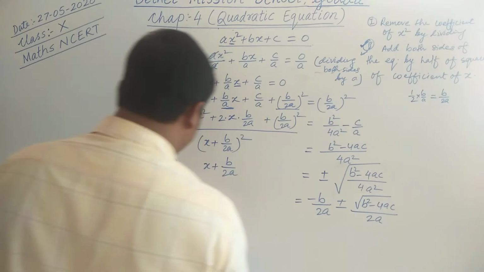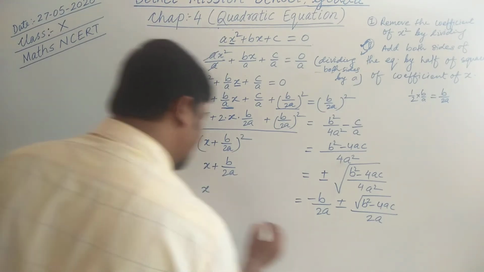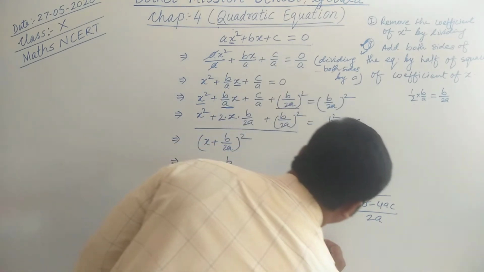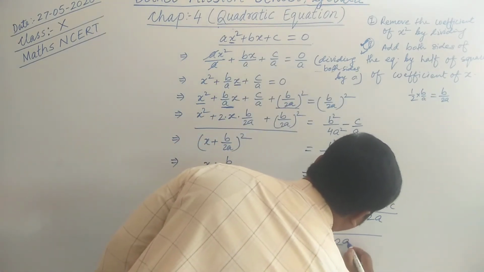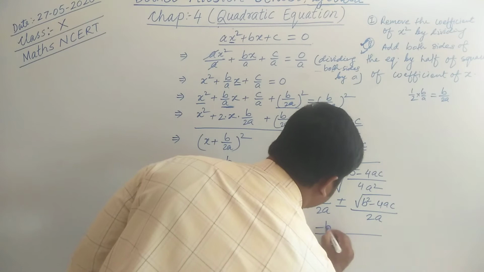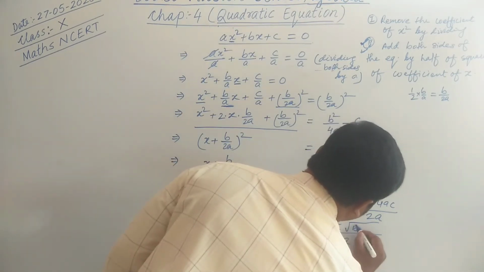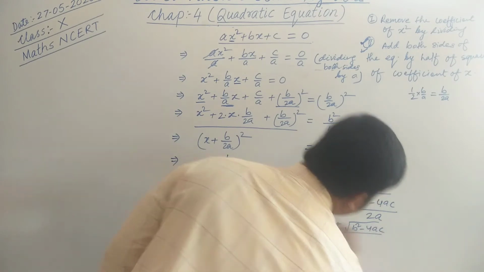Now you are getting this. Now what will be? X equal to, the LCM of 2a and 2a, you will get 2a only, and upside minus b plus minus under root b square minus 4ac.